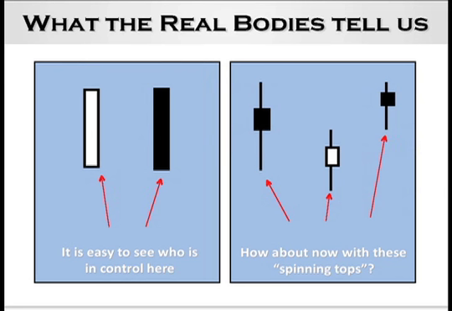Okay. Now, it's easy to see who is in control here. Tall white real body, the market opened here and closed here. Who's in charge? Obviously the bulls. Here the bears are in charge. Now, these small real bodies, and again, we're going to be here 45 minutes or so, maybe an hour or so, so we don't have time to get into all the 15 or so major candlestick signals. These are called spinning top small real bodies. As these small real bodies show us is a tug of war between the bulls and the bears.